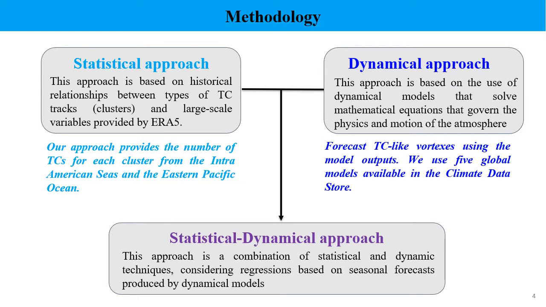The statistical approach. This approach is based on historical relationship between types of tropical cyclone tracks and large-scale variables provided by the ERA 5. For our work, this approach provides the number of tropical cyclones for each cluster from the intra-American seas and the Eastern Pacific Ocean.